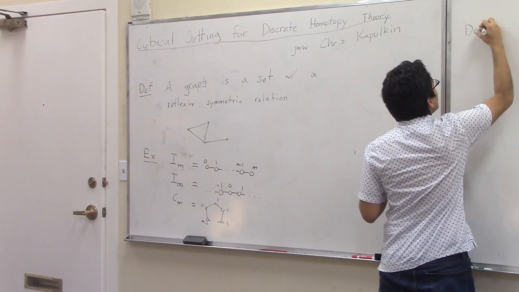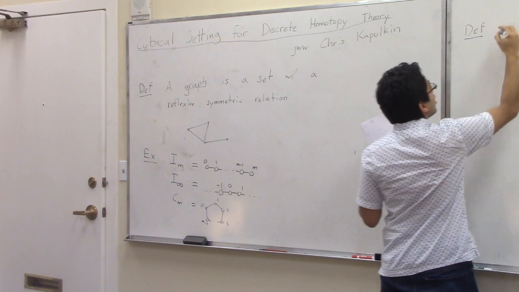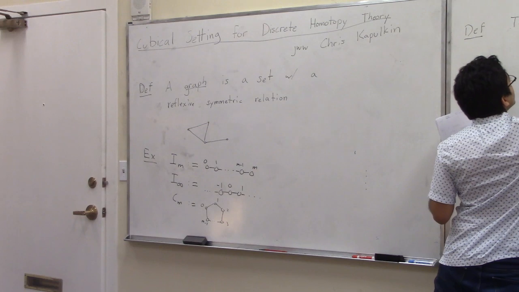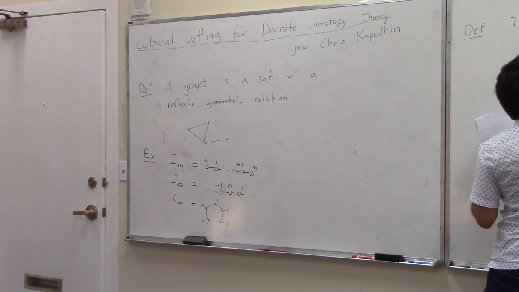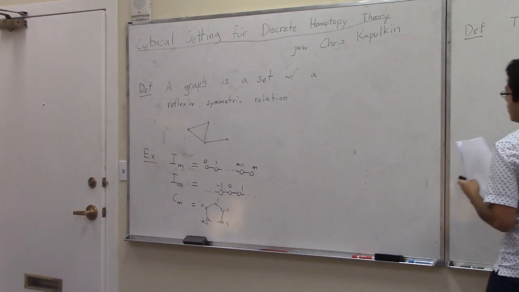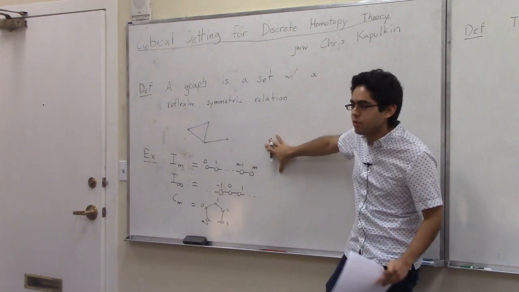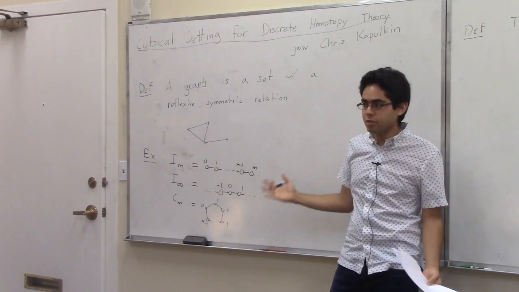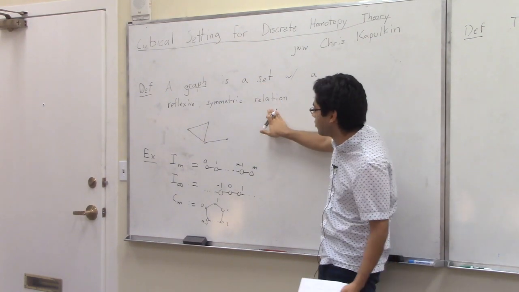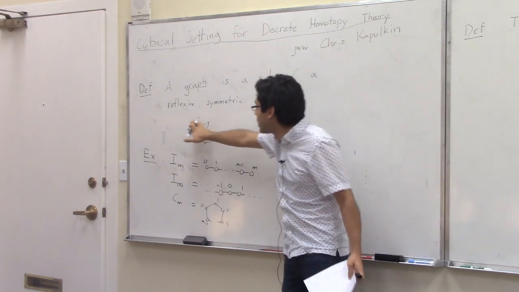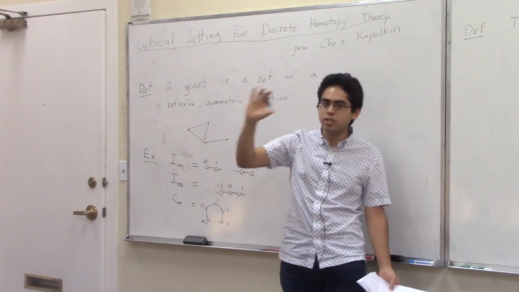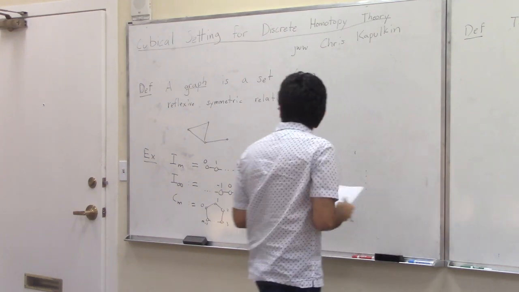Next, I want to tell you about the Cartesian product of two graphs. Oh, maybe one thing I should say first. From this definition, you can immediately read off what a map between graphs should be. A map between graphs would be a function between these two sets that preserves the relation. In particular, since I'm asking that this relation be reflexive, graph maps are allowed to collapse an edge to a single vertex. OK.